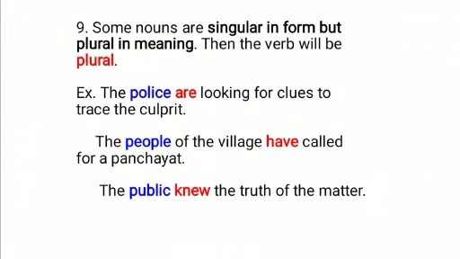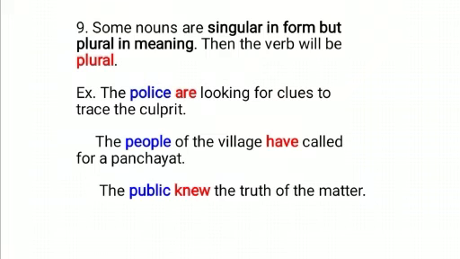The next rule. Some nouns are singular in form but plural in meaning. Then the verb will be plural. Some nouns or subjects are singular to look at, that is in form, but in their meaning they are plural. So since meaning is important, the verb will be plural. Example, the police are looking for clues to trace the culprit.